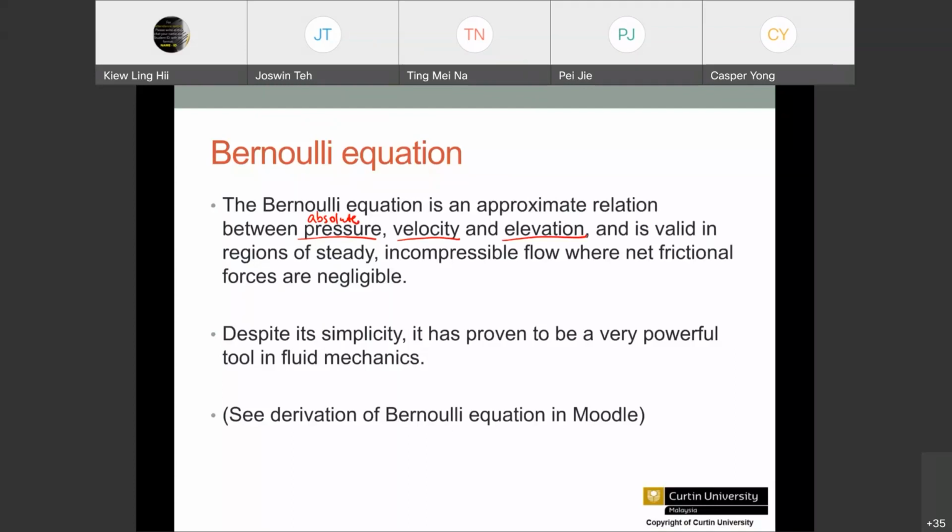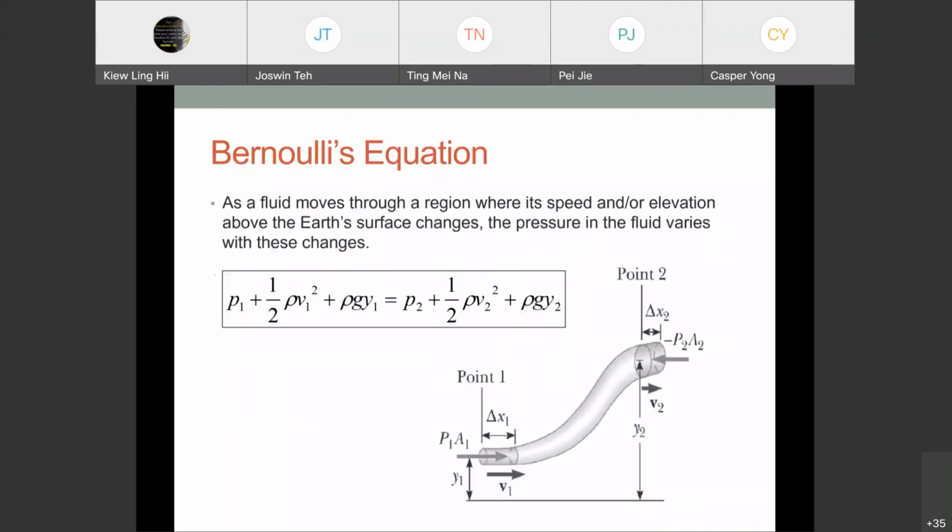The derivation of the Bernoulli equation is something extra. You can find it on Moodle. I labelled it under item 0. So that is for your information only. Otherwise, you can just memorize this equation, because it will be used quite frequently in degree. So I think you can consider memorizing it.